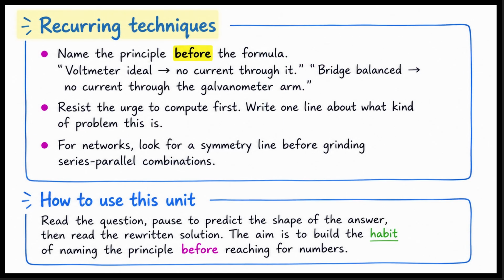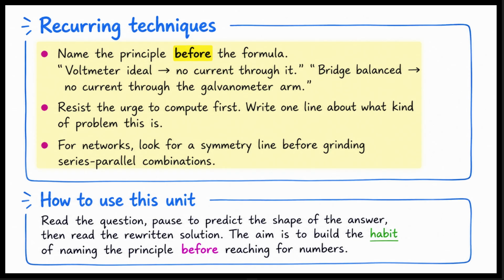Now let's talk about the recurring techniques that will save you time on the exam, and the first one is the most important. Name the principle before the formula. Before you write a single number down, write one line about what kind of problem this is. Is it a potential divider, a single branch Ohm's law, a symmetry reduction, an equipotential shortcut? The moment you can say this is a balanced bridge, so the bridge resistor is irrelevant, the question is mostly over. The opposite move, reaching for the calculator first, is where most of the silly mistakes live.